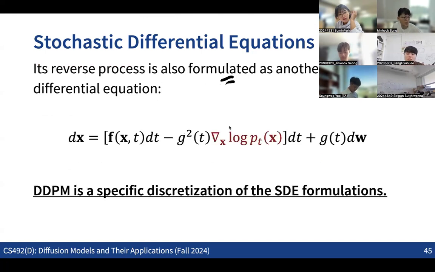And what you can say is that not only the forward process, but also the reverse process is formulated with another stochastic differential equation. And the DDPM can be considered as some sort of discretization of the time domain of the SDE formulations. Which means that we can run the forward process and the reverse process by directly solving the SDE formulations. And that's also what we are going to discuss after the midterm. Okay, so we are not going to get into more details for this, but we'll get back to this point, solving the SDE, after some of the lectures. Is it clear? Any questions?